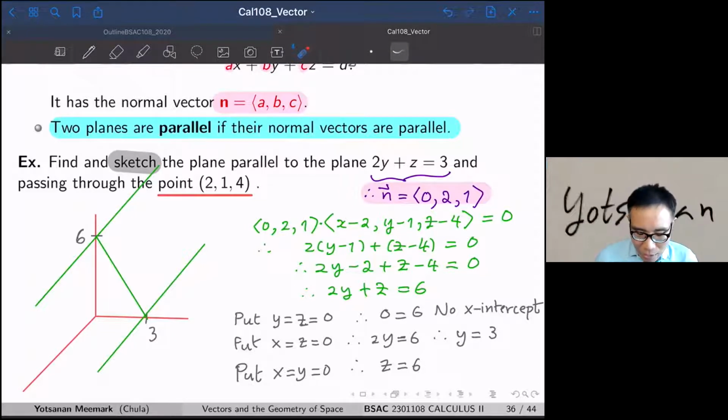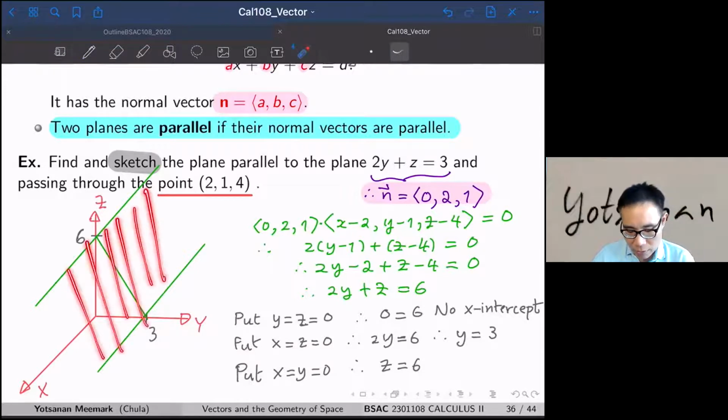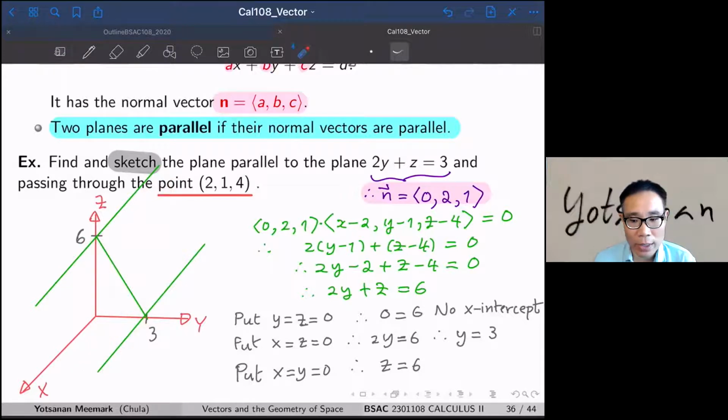How would I know that it's going to be parallel to the x-axis? Because we don't want a line that intersects the x-axis at all. If you have a line parallel with the x-axis, it guarantees that it won't intersect it, and that's what we're looking for. So you have x, y, and z, and the plane turns out to be this plane.